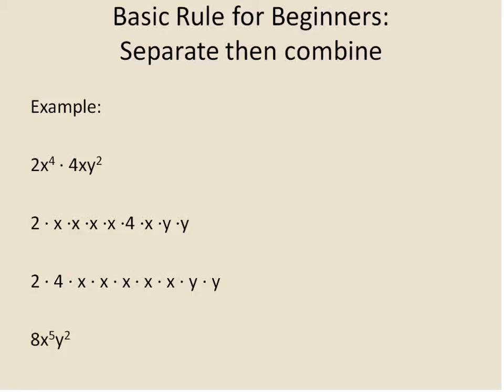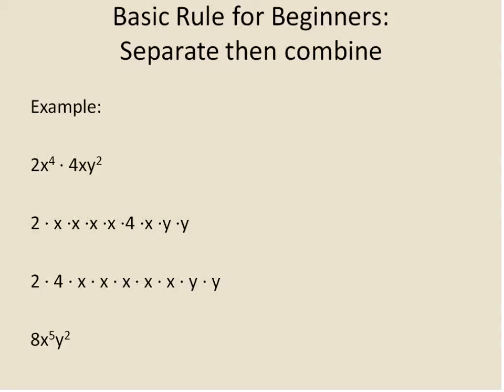2 times 4 is 8. Perfect. x times x times x times x times x is x to the power of 5. y times y is y squared. And now I'm done. All right. So basic rule, you can solve multiplying monomials in this way. You can solve multiplying polynomials in this way.